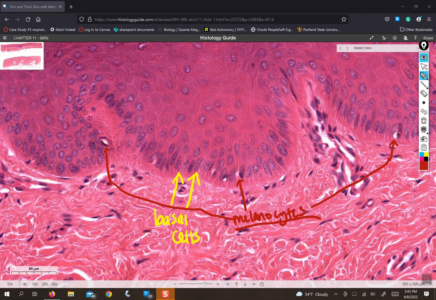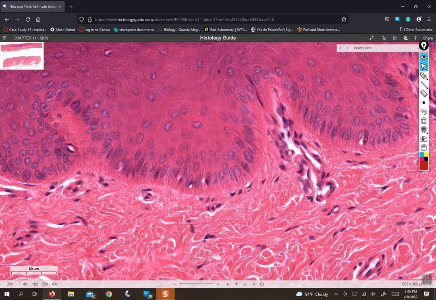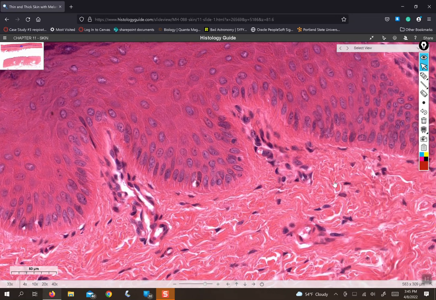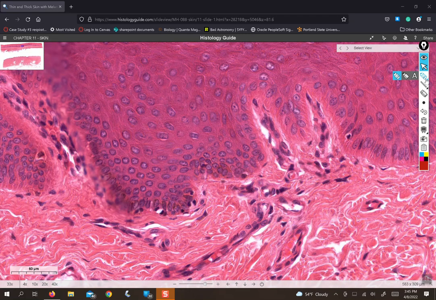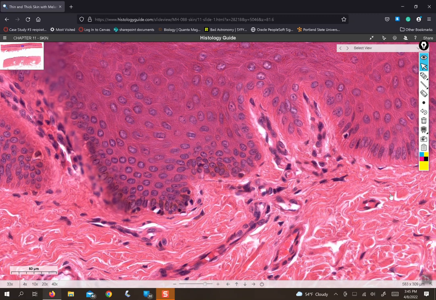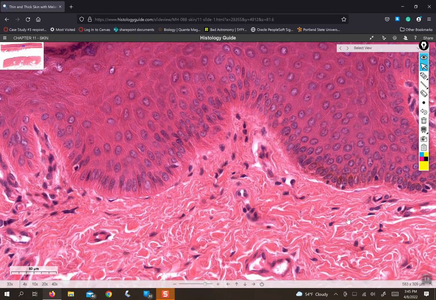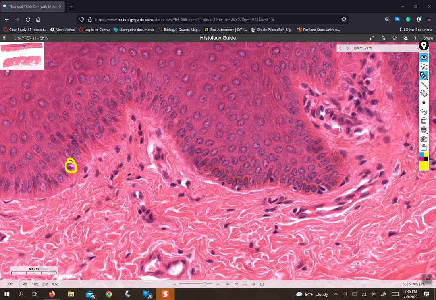Let's continue to find another couple examples, because it's always good to have multiple visual examples of stuff you're trying to look for. Here's another melanocyte, here's another melanocyte, here's one. Again, there's this consistent theme of having a little white space next to them. And there's a couple more. This one, this one, this one, this one. Those are all melanocytes.